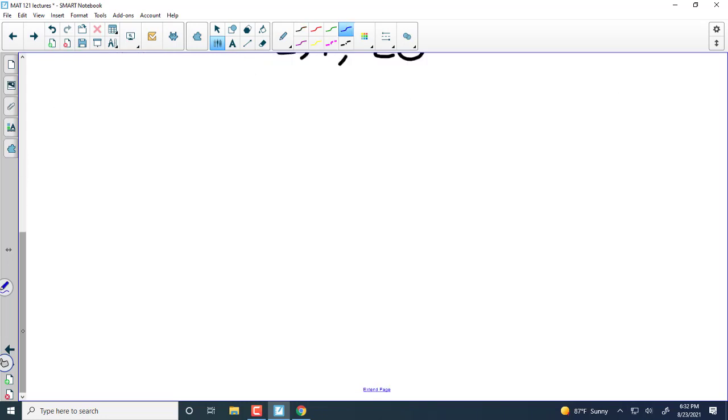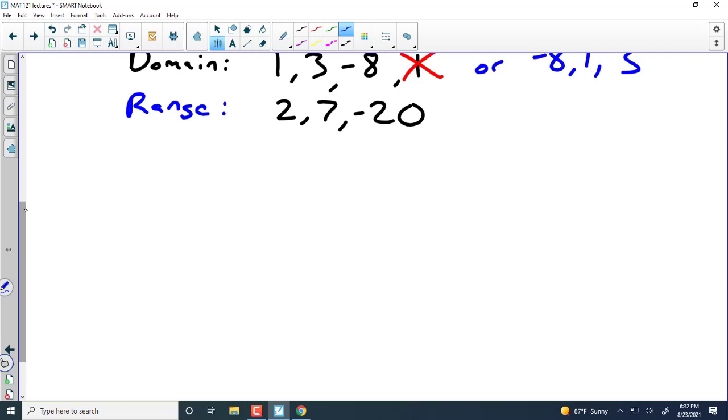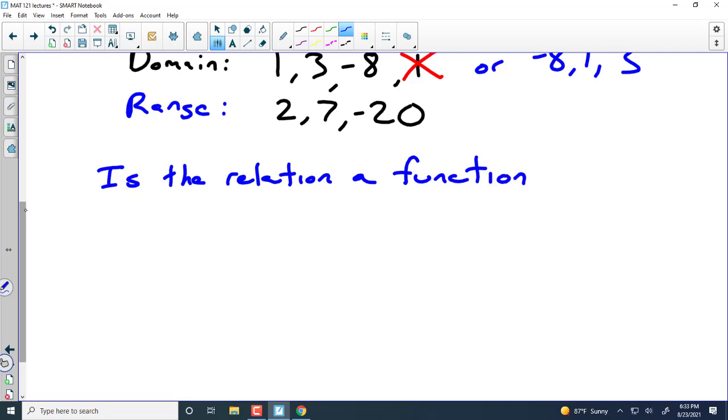One of the most critical questions we ask about any of these relations, though, is this: is the relation a function?